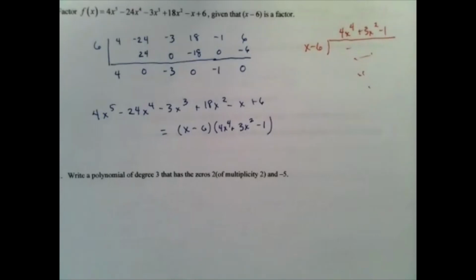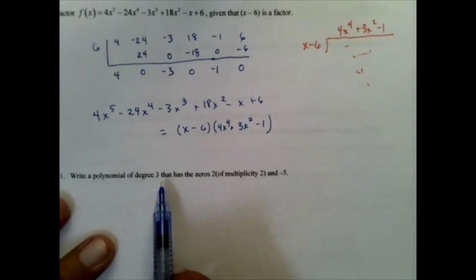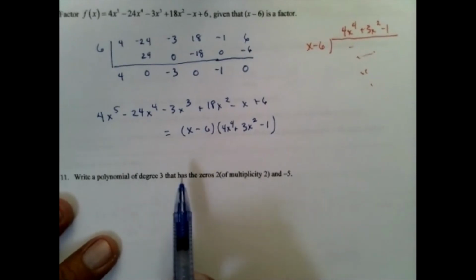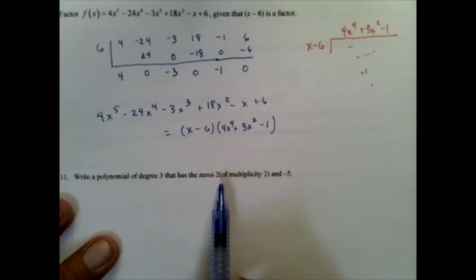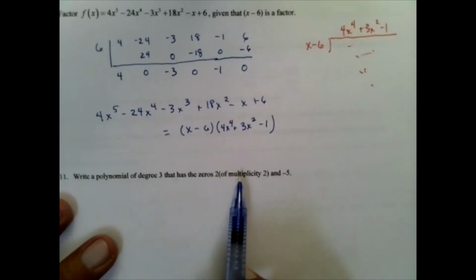All right, so we're going to go in reverse on this last question. The last question, yes, the last question of the 15th class, which means we have 13 classes to go after this. Polynomial of degree 3, that means it's going to be a cubed, that has the zeros 2, multiplicity of 2, and negative 5.